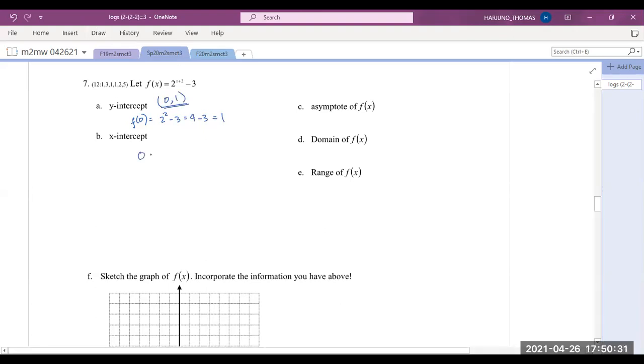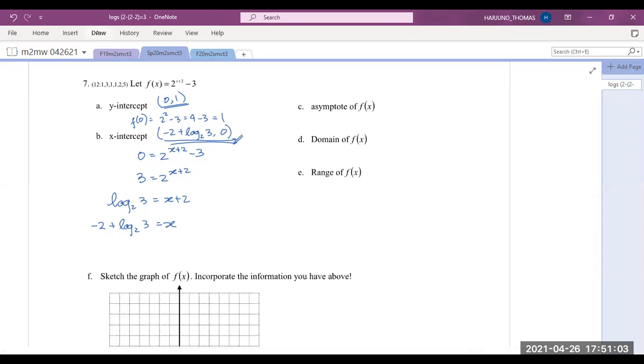About the x-intercept, set y equal to 0. 3 equals 2 to the x plus 2. Now log base 2 of 3 equals x plus 2. Negative 2 plus log base 2 of 3 equals x. That's the x-intercept: (-2 + log base 2 of 3, 0).